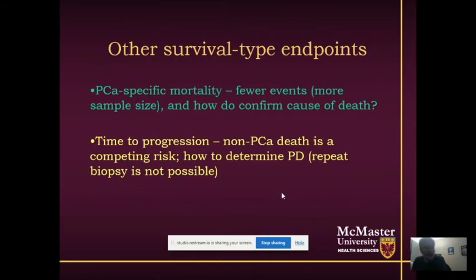Another possible outcome that we talked about was time to progression. Well, in this case, if you have a non-prostate cancer death it's a competing risk. But again, this relies on having a good cause of death associated with the death certificate, which doesn't always happen. In addition to that, in this particular population, there's some question on how you determine progressive disease. For many of these men, after they undergo biopsy once, they tend not to want to undergo biopsy a second time, so you can't use a biopsy as a measure of progressive disease.